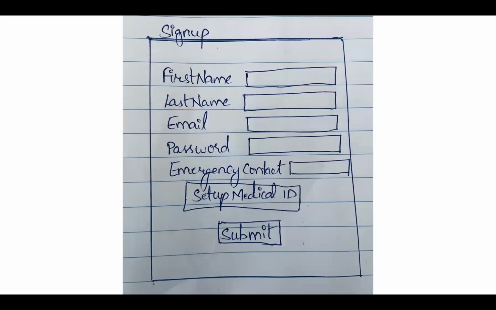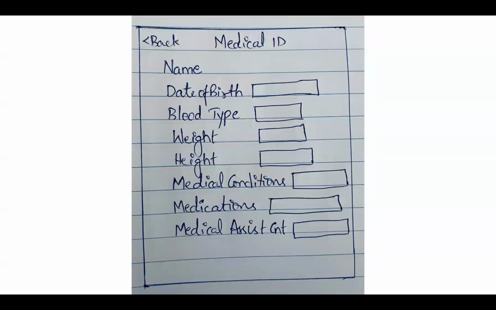To sign up, the user needs to give these details: first name, last name, email, password, and emergency contact. And there is also an option to set up a medical ID. So this medical ID has the following menu, like date of birth, blood type, weight, and height. There are also medical conditions and medications, and also a medical assist contact number.